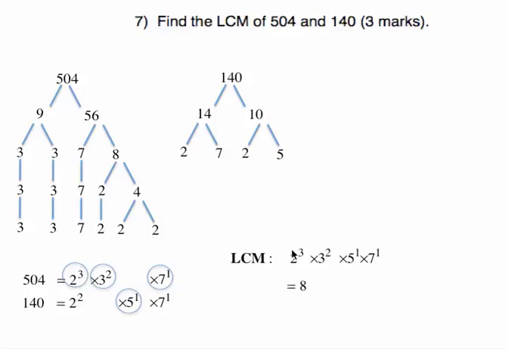And then that gives us, well, 2 to the 3 is 8, 3 to the 2 is 9, 5 to the 1 is 5, and 7 to the 1 is 7. So multiply all those out. 9 times 7 is 63, 8 times 5 is 40, 40 times 63 is, I have no idea, 2,520. After that, it's calculator work, because those are pretty big numbers. And that's it. So there you go.